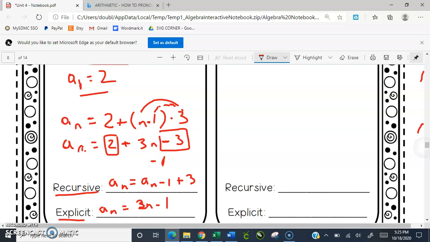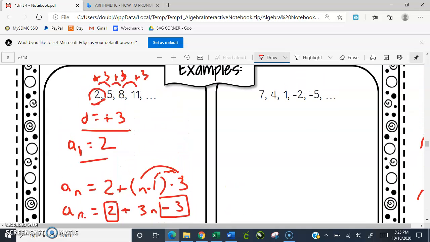Okay, let's do another problem. So we have 7, and then it goes down to 4. So 7 minus what gives you 4? Minus 3. Then we have 4 minus what gives you 1? I know it's minus because it's going down. Should be minus 3. So our common difference is minus 3.